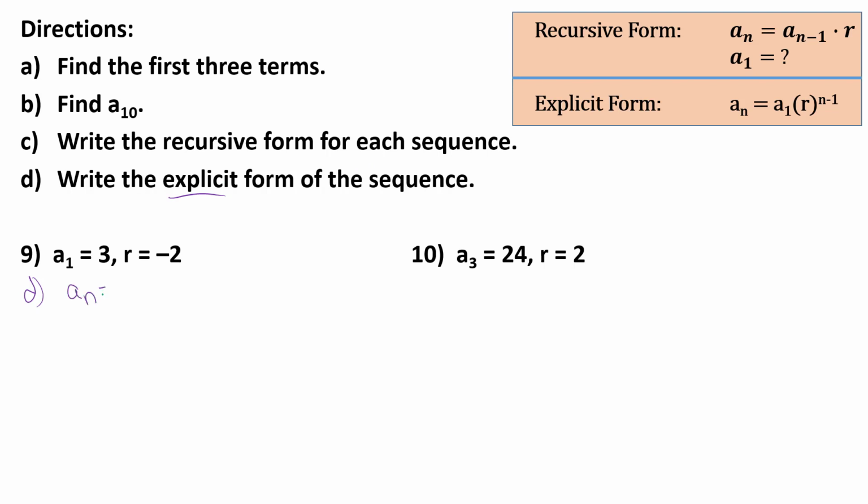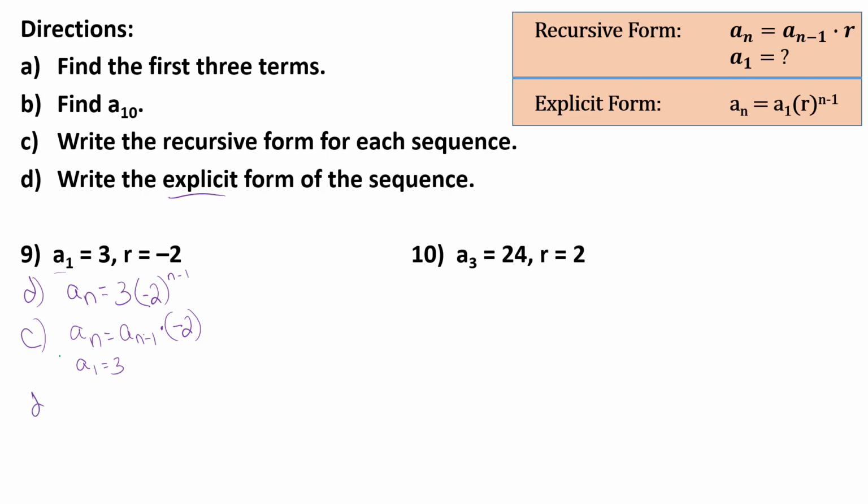A sub n is equal to a sub 1, which was given to us, so 3, times r, which is negative 2, raised to the n minus 1. Well, since I was given a sub 1 and r, I may as well go ahead and find my recursive formula as well. So C, that's going to give me a sub n is equal to a sub n minus 1 times my rate of negative 2, when a sub 1 is equal to 3.